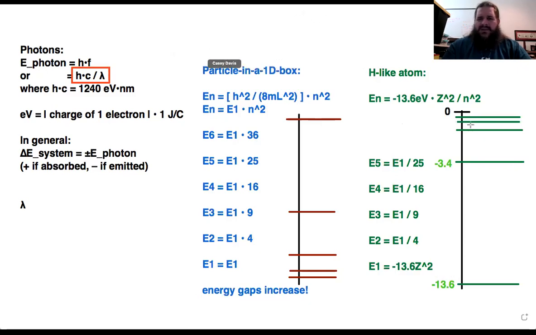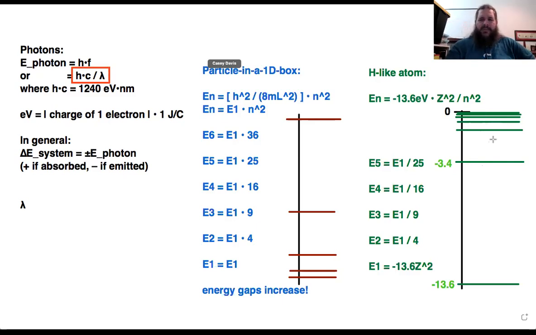So this is one of the biggest differences between these two types of systems. For the particle in a box, as you increase the energy level, the gaps get larger and larger. It takes more and more energy to get up to the next energy level. For the hydrogen-like atom, if you're in the lowest state, it takes a large amount of energy to get up to state n equals 2. But then it takes less energy than that to get to n equals 3, and even less energy to get to n equals 4. It gets easier and easier to go up one more level as you get to higher and higher levels.